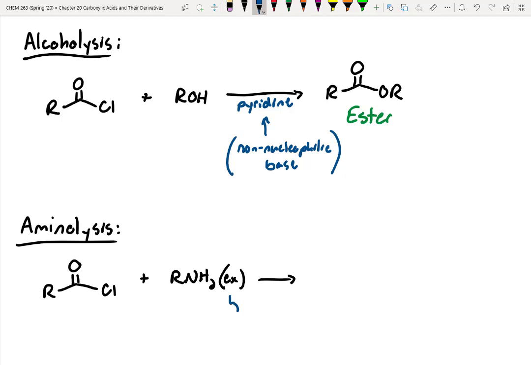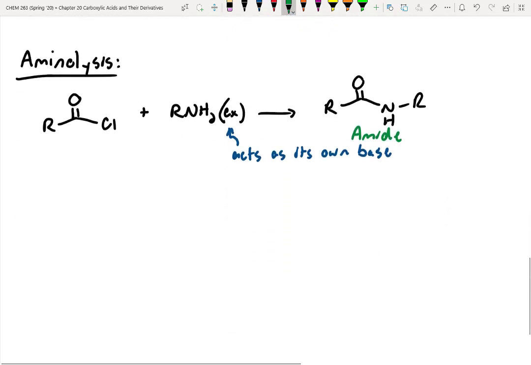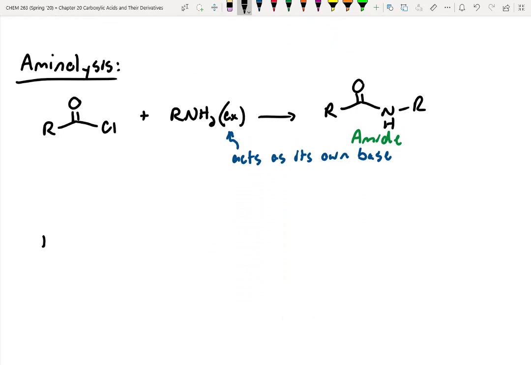So let's make a note here. It acts as its own base. And when we do this, we can create a new amide bond. So we've created a new functional group over here, and we've interconverted our acid chloride to our amide. As you can imagine, this works with a variety of different amines.